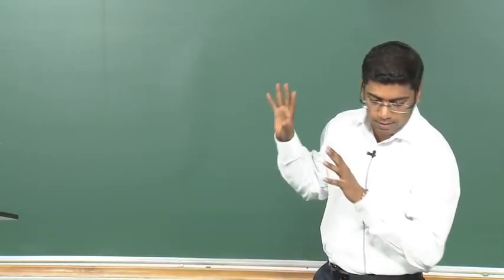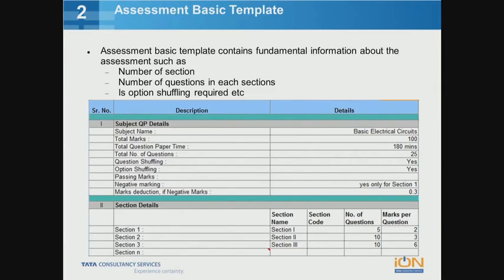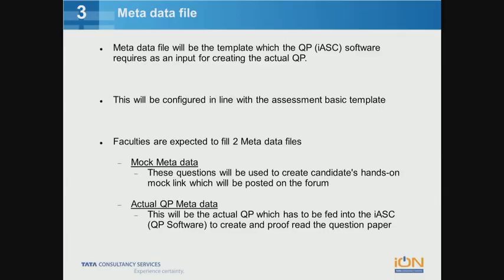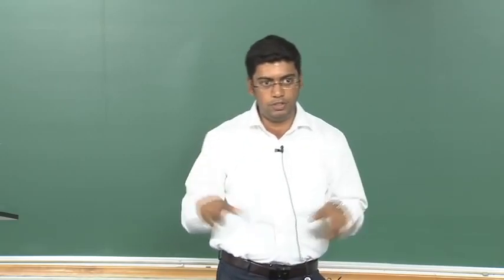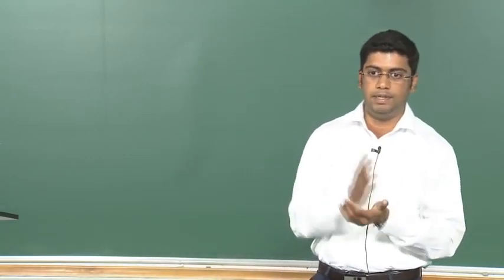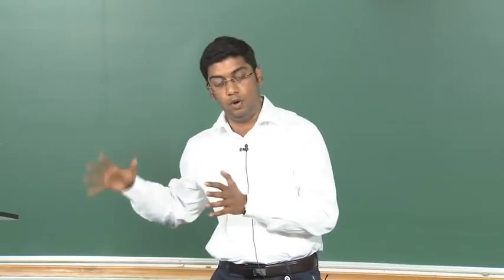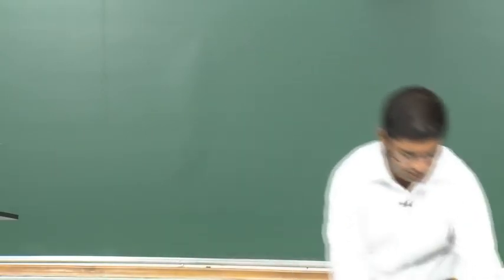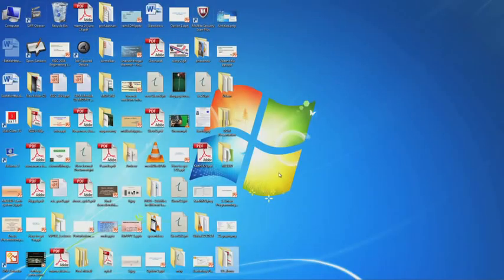So be careful in filling this, and once this is done, the first phase of your question paper creation is over. Then we go for something called a metadata file, which is a very simple Excel sheet. We'll show you the Excel sheet as well. We'll be floating a procedure manual with a step-by-step procedure on what the software is and how it works, and also about this metadata file, and we'll show you a metadata file if you want from here as well.